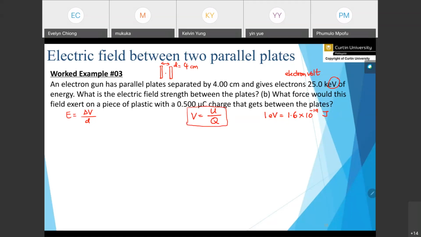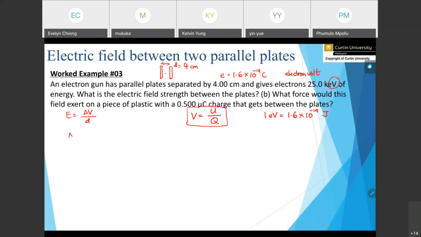Because we need to use it for this question. Before we can get the V, because it doesn't tell us V, it only gives us the energy, which is in electron volt. So we can get U, and this is an electron. The charge for an electron is 1.6 times 10 to the power of negative 19 coulomb. So from here we calculate V first.